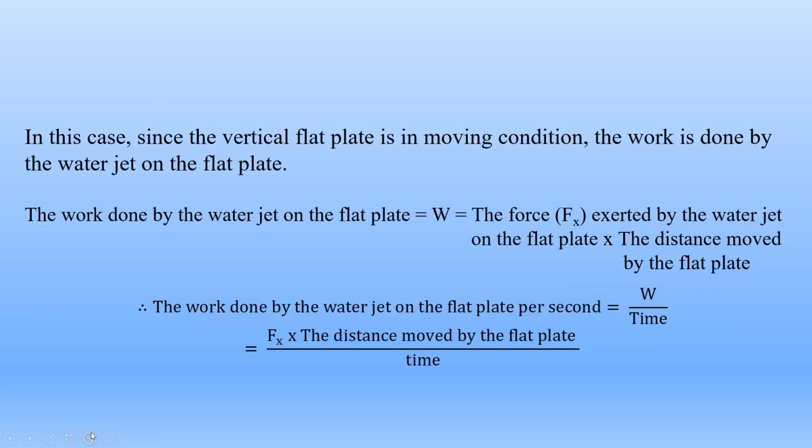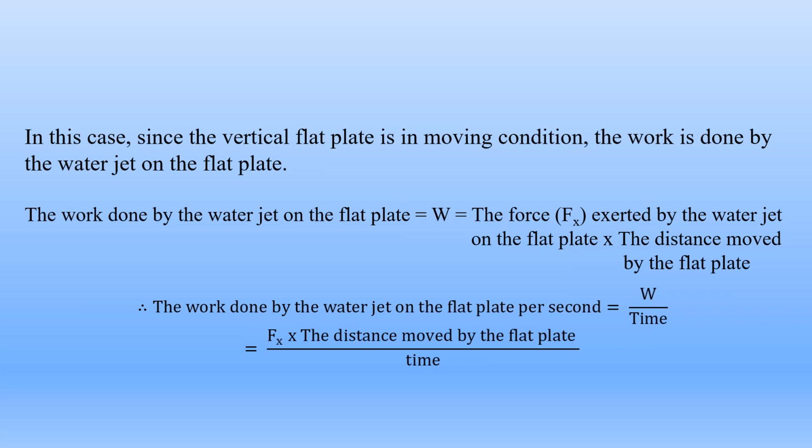That work is equal to, check this carefully, the work done by water jet on the plate, W, is equal to the force Fx into the distance moved by the plate. That is the definition of work. Work is equal to force into distance, F into S. F is the force, S is the distance traveled by the body.